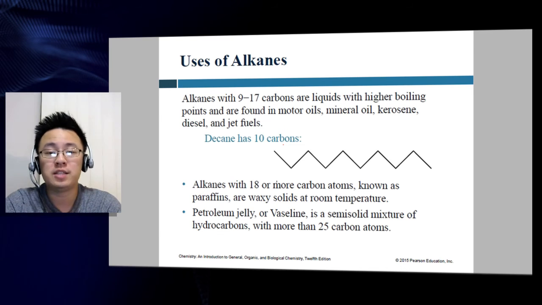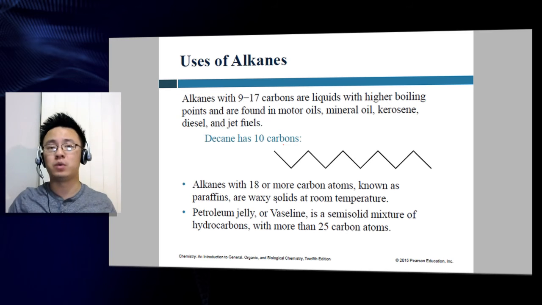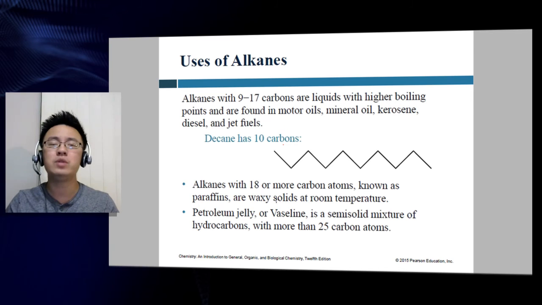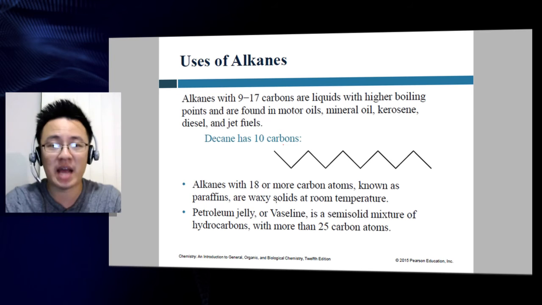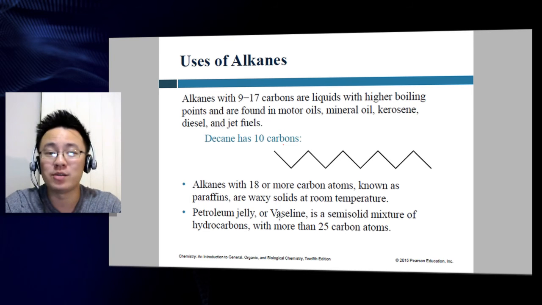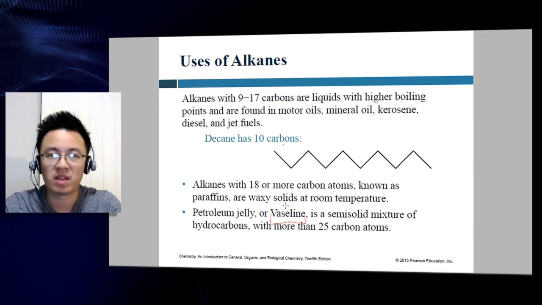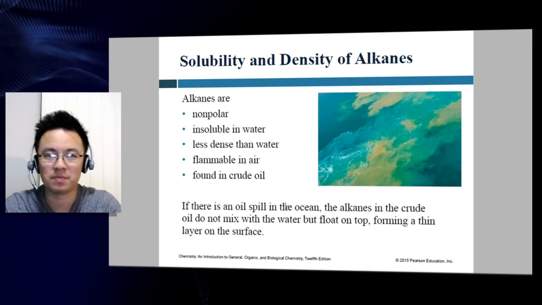Now, alkanes with 18 or more carbon atoms, known as paraffins, are waxy solids at room temperature. Now you have a tremendously long one, so there are many places where that hydrocarbon, the alkane, can interact with other alkanes. Therefore, you need a lot of energy to get them to peel away and become a gas. Petroleum jelly, also known as Vaseline, is a semi-solid mixture of hydrocarbons with more than 25 carbons. Okay, and these, of course, are waxy substances.